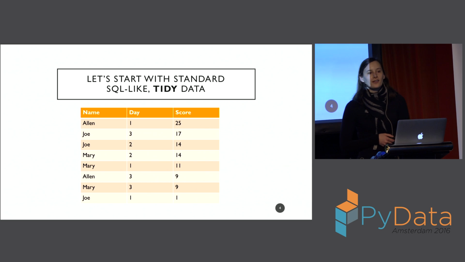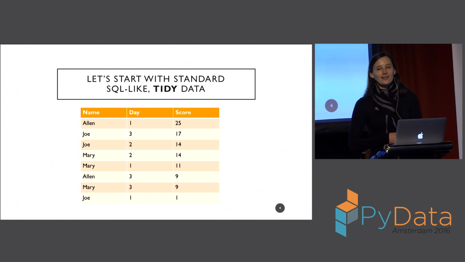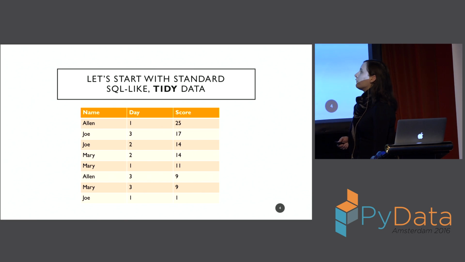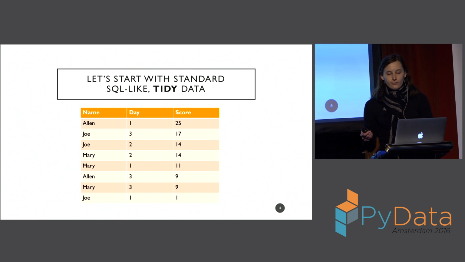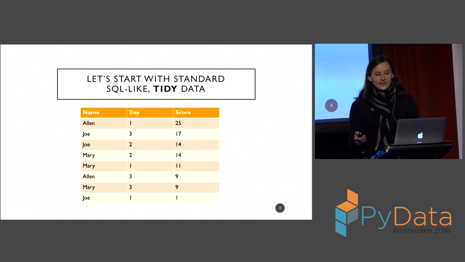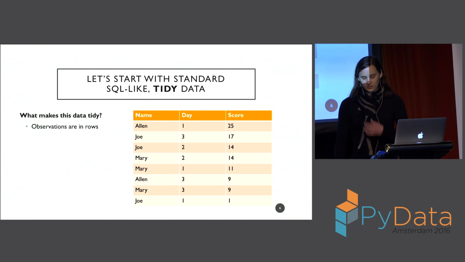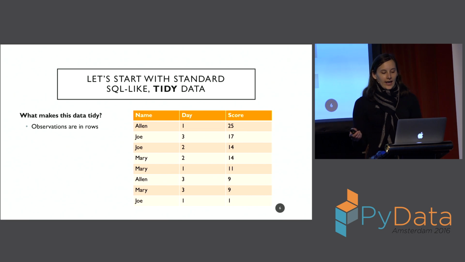So the why. Let's start with standard SQL-like tidy data. How many people know this buzzword, tidy? This is very popular in the R community, but I think it's also making its way over to the Python community, and for good reason. So what makes this data tidy? There's a few things. First, the observations are in rows. Every individual observation gets its own row.